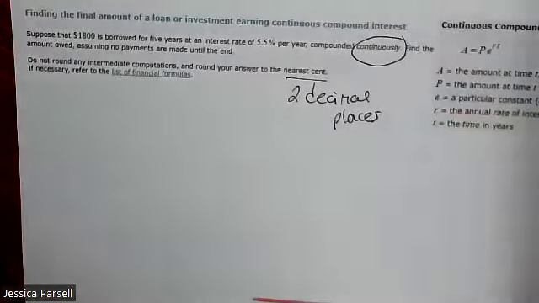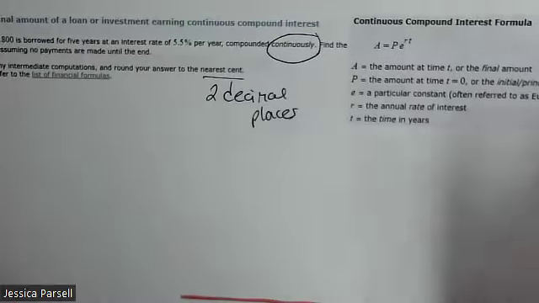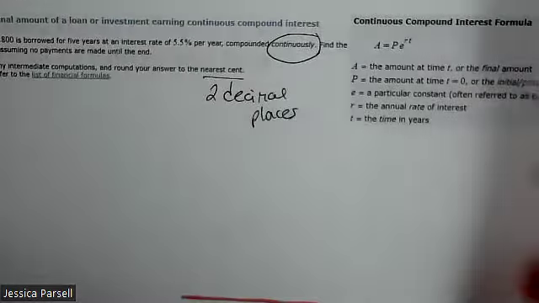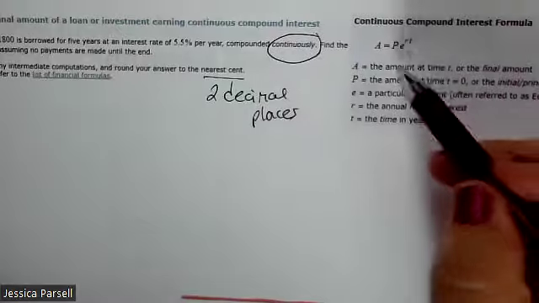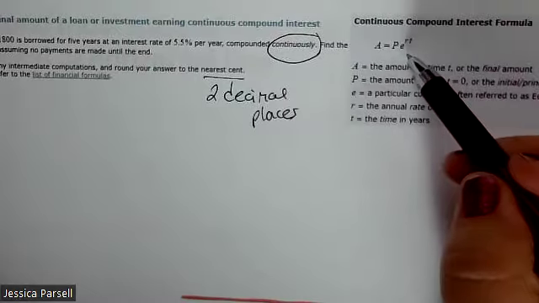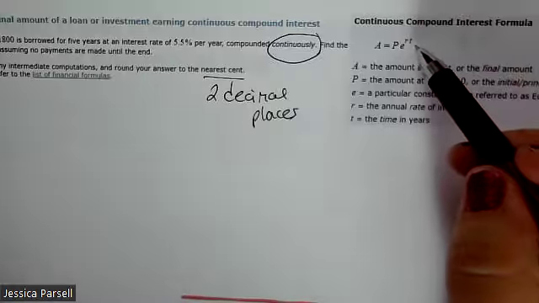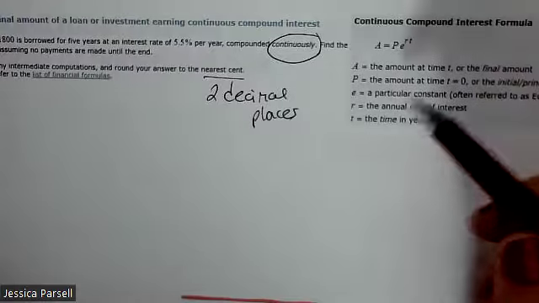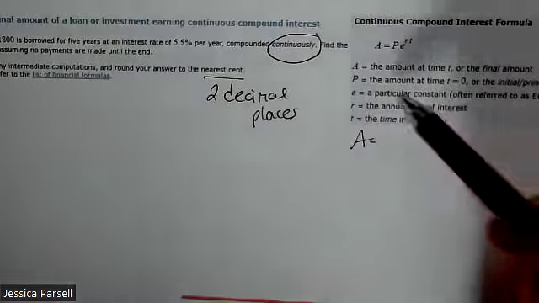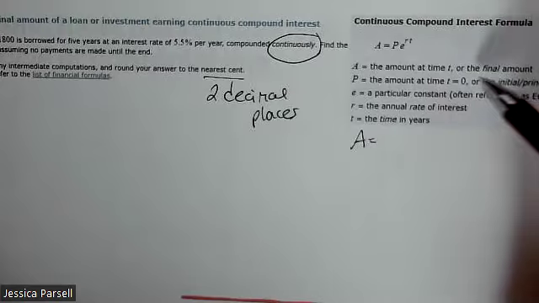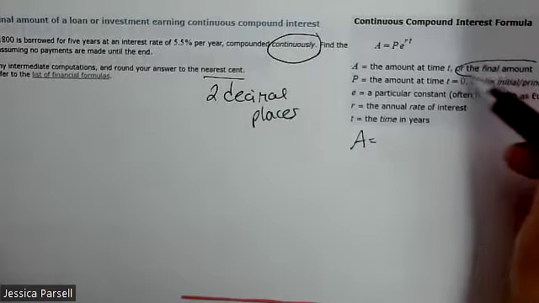Okay, so on your cheater sheet, hopefully you wrote the compound interest formula down. So it's A, that's the amount owed, is equal to P, which is that principal, times e, that Euler number, which is sort of an irrational number, raised to the rate times the time. So let's figure out what we need. A is the final amount.